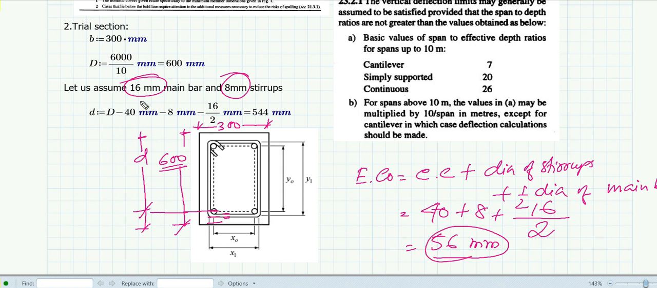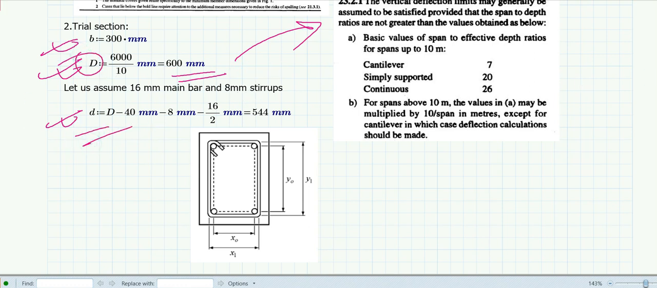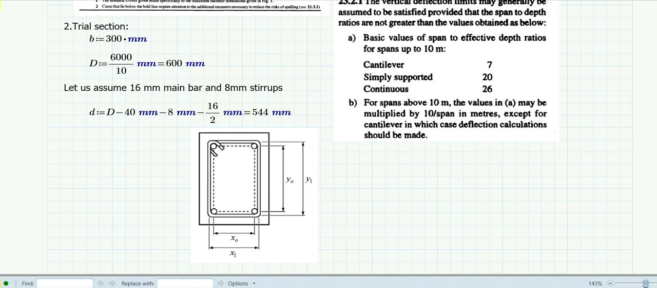So this is what you can see, this is the effective cover. What is the effective depth? It is overall depth minus effective cover, and it will give you 544. This is the effective cover that we have assumed, so this is a trial section. We are going to check whether this depth is sufficient or not for our moment and all. So this is the effective depth, this is the overall depth, this is the width that we have assumed. These are certain things that you can refer to while finding out the depth of the beam. Okay, now let's go to the next page.